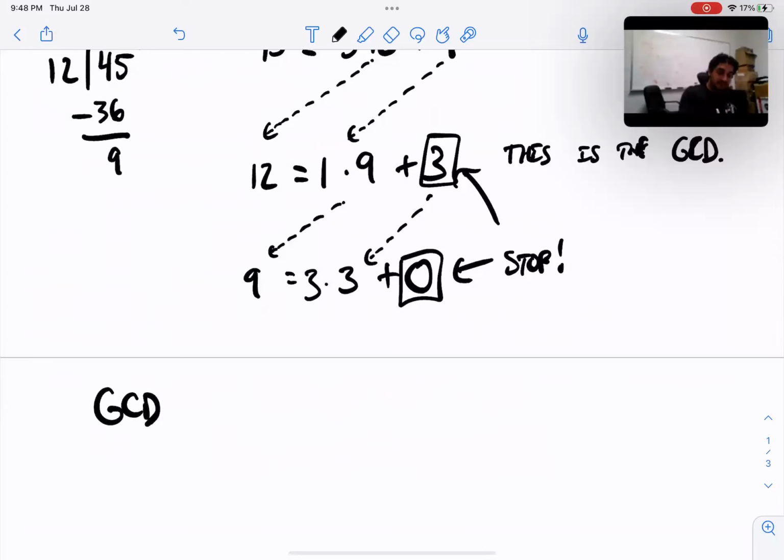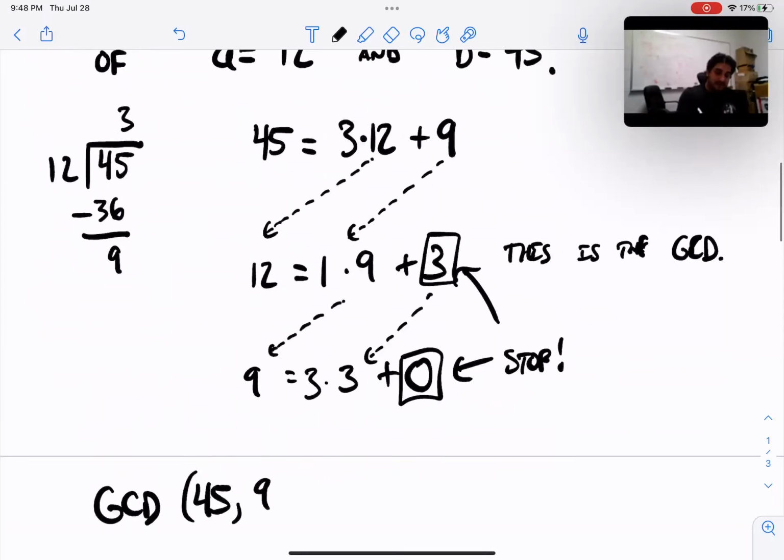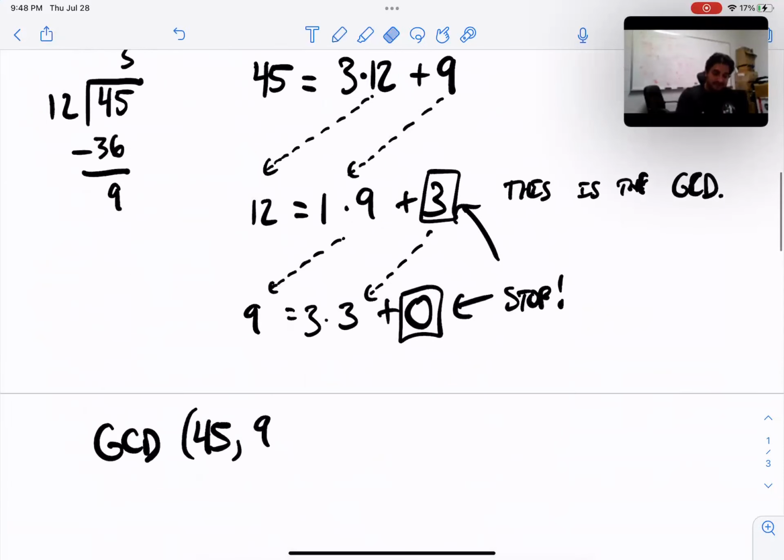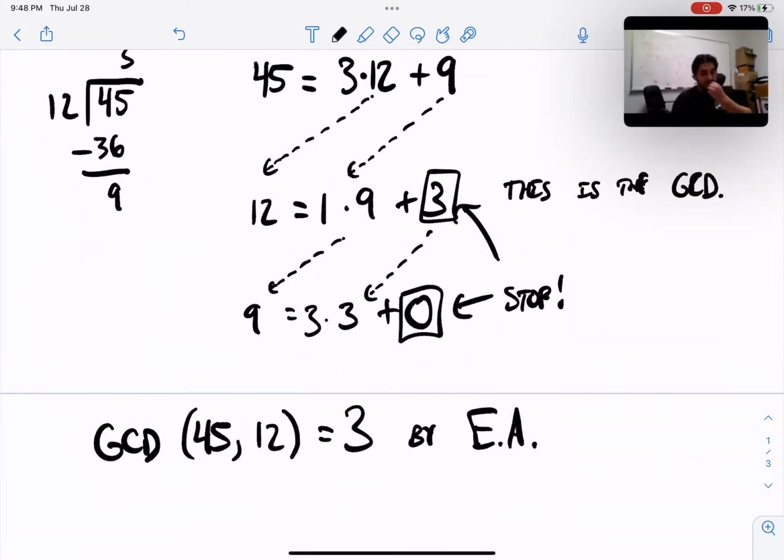GCD of 45 and 9, right? And, sorry, 12 was the other number, right? So the GCD of 45 and 12 is 3 by the Euclidean algorithm. Right? So that's the Euclidean algorithm.